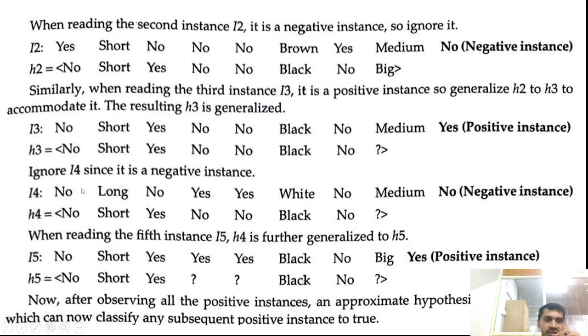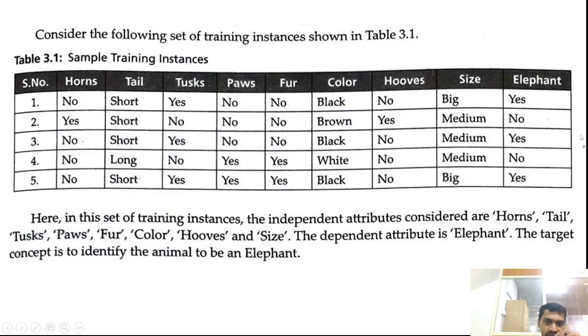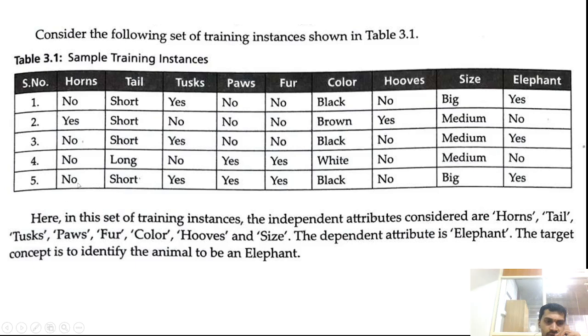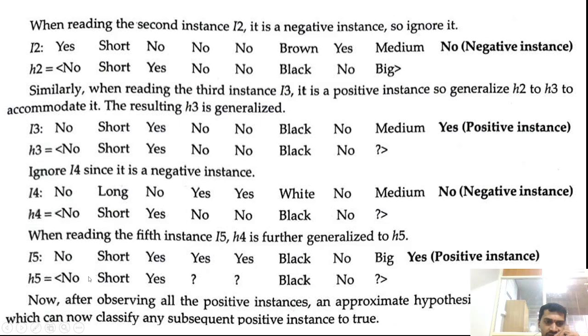Now the next one. The fourth one is again a negative instance, it is not classifying the elephant, it won't classify the animal elephant. The fifth one is no short, yes yes yes, black no, big yes. It is again a positive instance, it is classifying the elephant, positive instance.